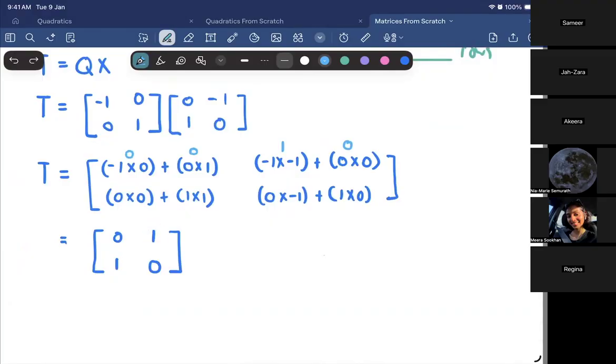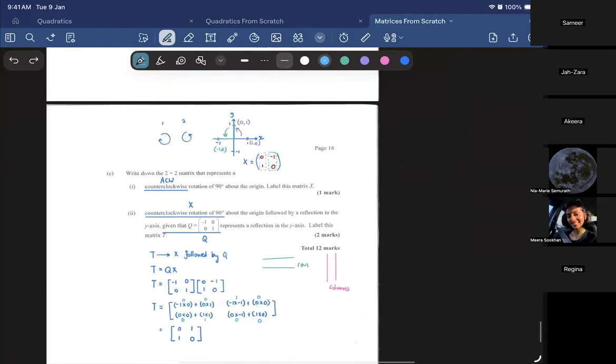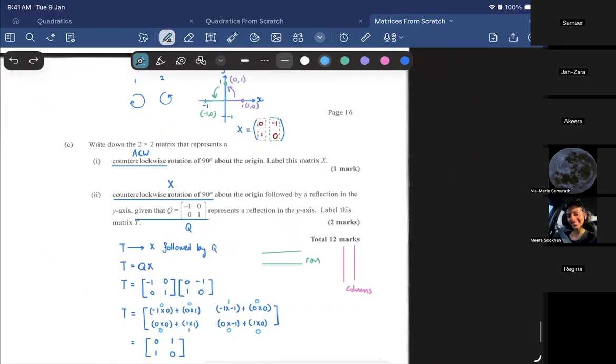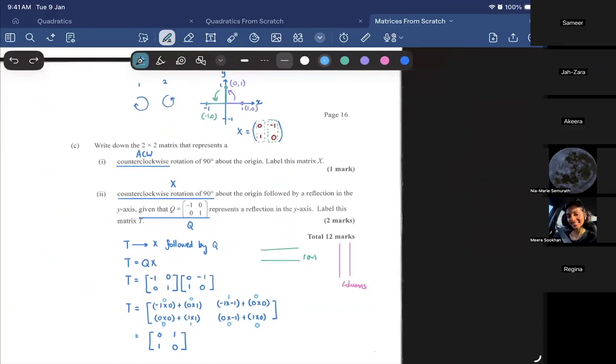So watch. 0 by 0 is 0. 1 by 1 is 1. 0 plus 1 is 1. 0 by negative 1 is 0. 1 by 0 is 0. 0 plus 0 is 0. That's it. So, guys, you can take a screenshot of this or take some notes.